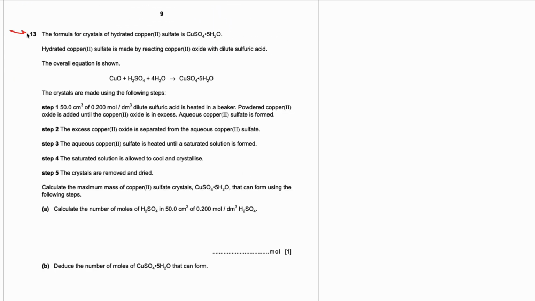Now let's practice question 13. The formula for crystals of hydrated copper 2 sulfate is CuSO4.5H2O, five water molecules. So that's the formula of the hydrated salt.